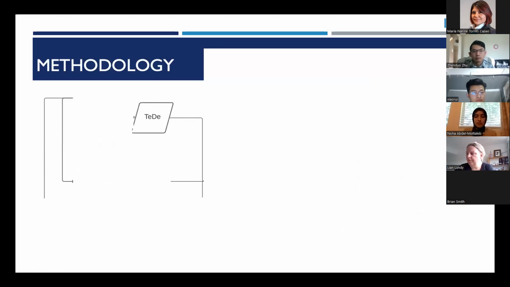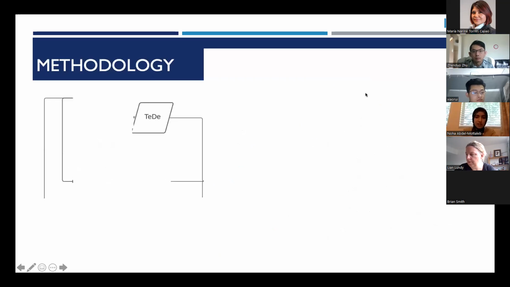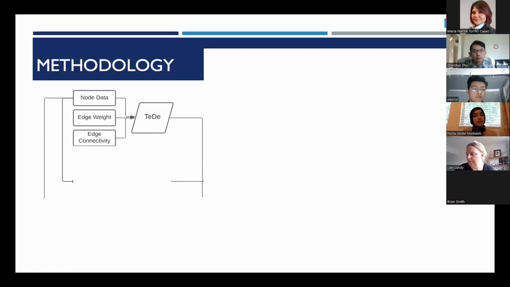So what did we do? This is the empirical network. So this is the original network. This is the piped network as it is for the city. This is the empirical topology and the empirical diameters of the network. And it has the node data, the edge weight, which is the diameters, the connectivity of the pipes.